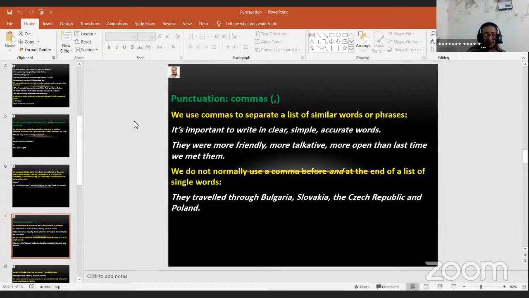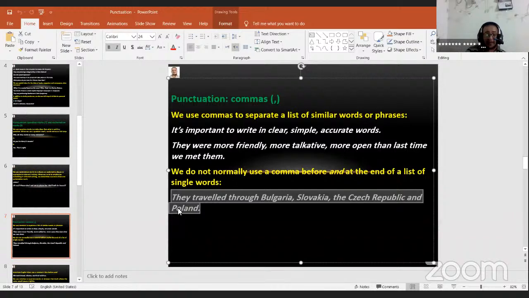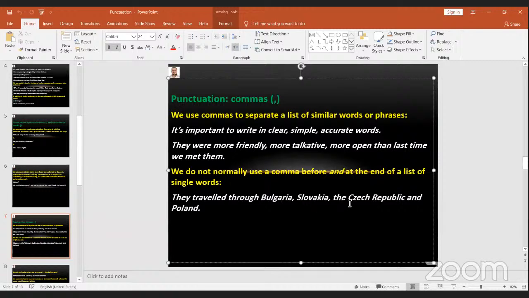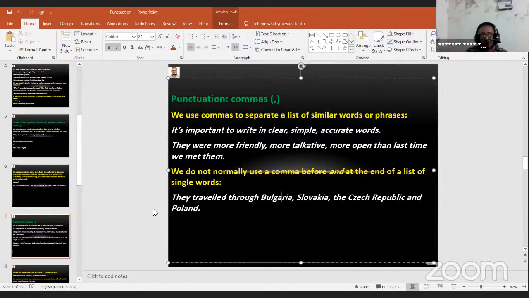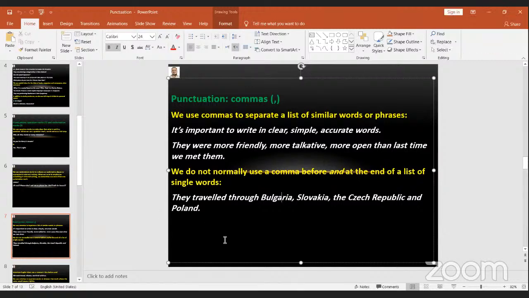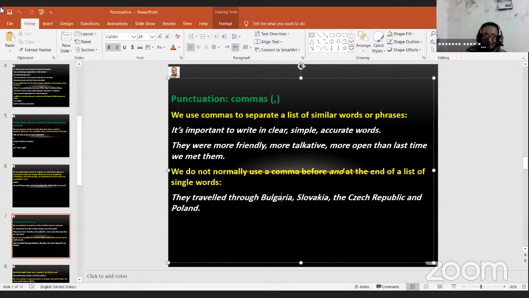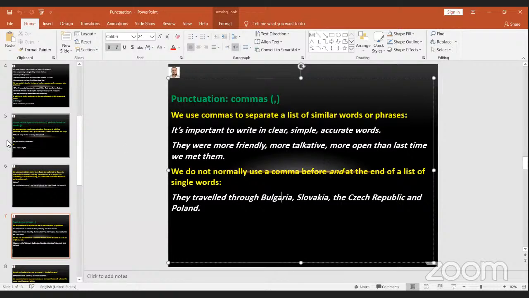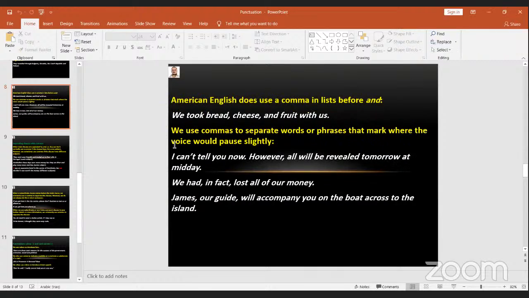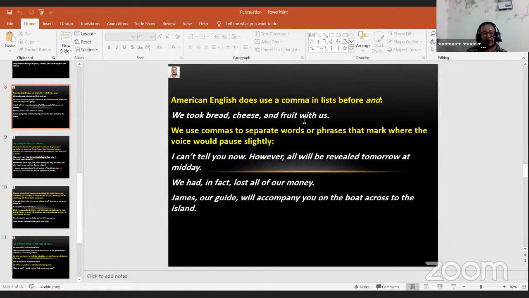Commas. We use commas to separate a list of similar words or phrases. We don't normally use a comma before 'and' at the end of a list of single words. For example: They traveled through Bulgaria, Slovakia, the Czech Republic and Poland. We add 'and' before the last item of the list, whatever the item is, could be a place, a time, something tangible, whatever. Now let's come to the second point. American English does use a comma before 'and'.